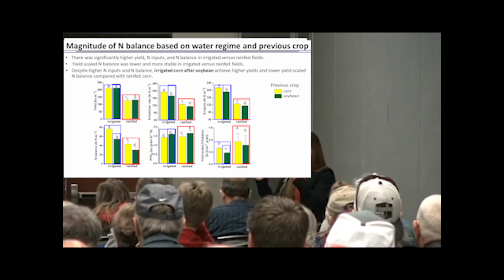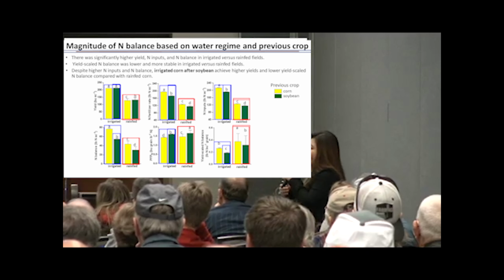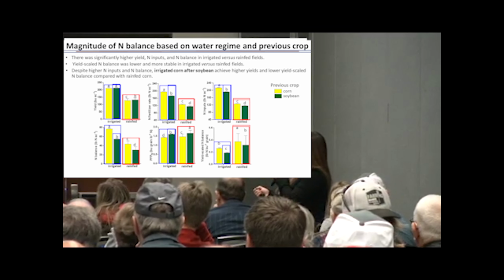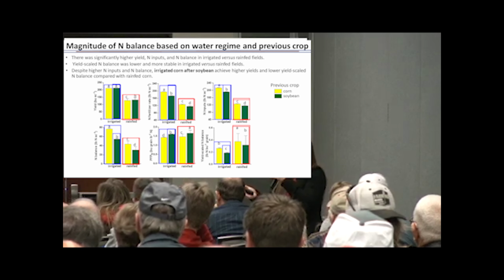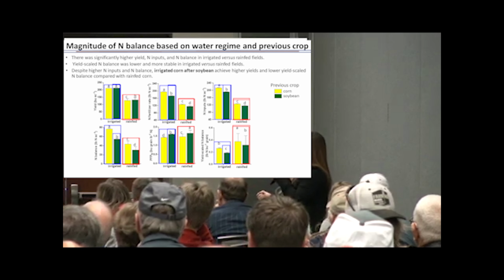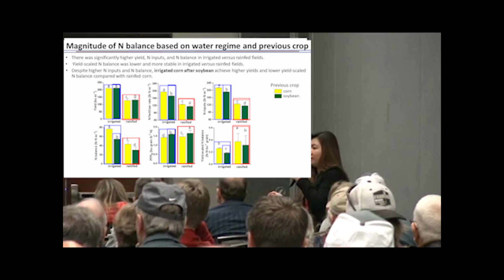So the result from this figure shows that these rain-fed fields would probably need additional cropland to reach the same production goal as the irrigated fields, which will eventually result in, if not higher, probably the same nitrogen balance as compared to irrigated fields.